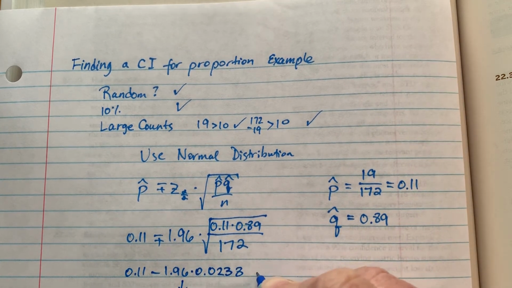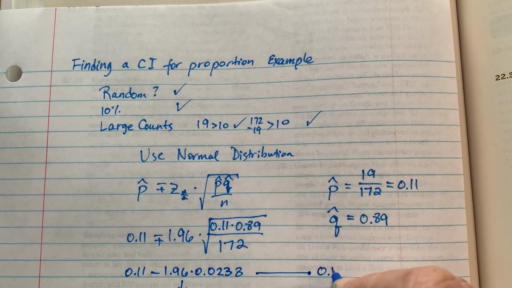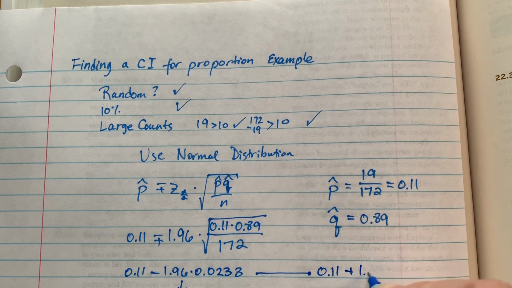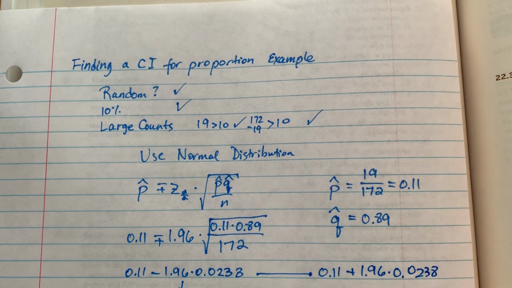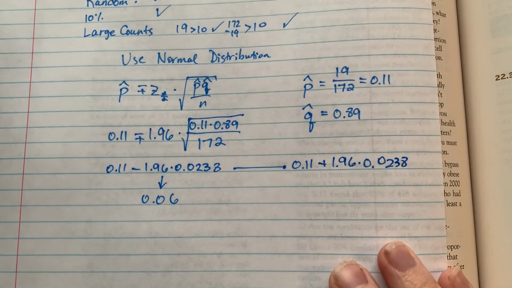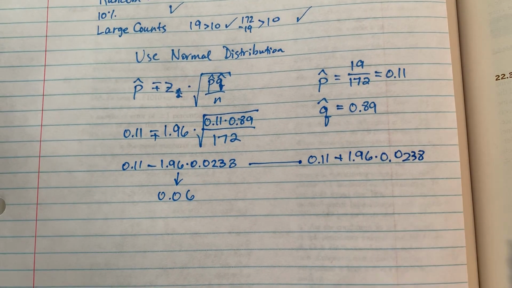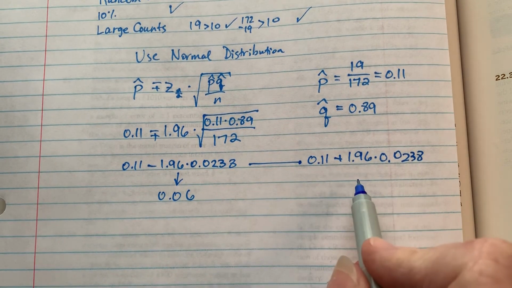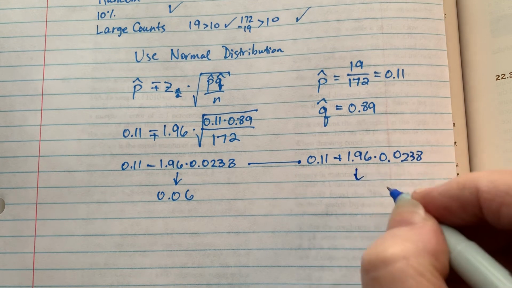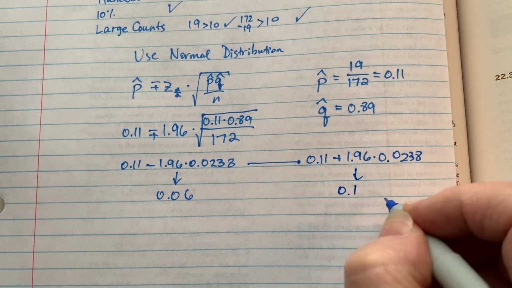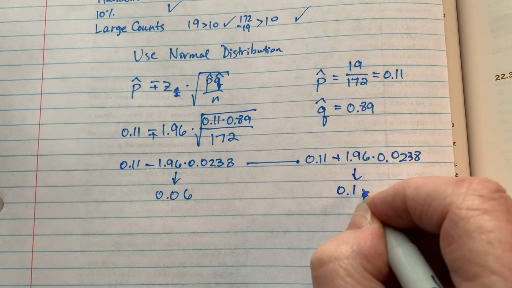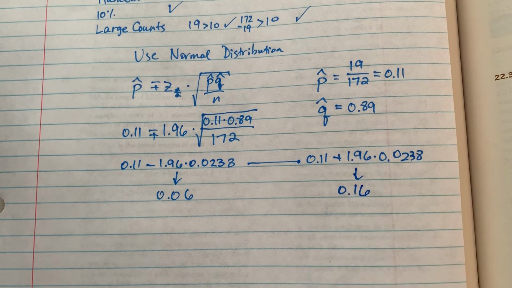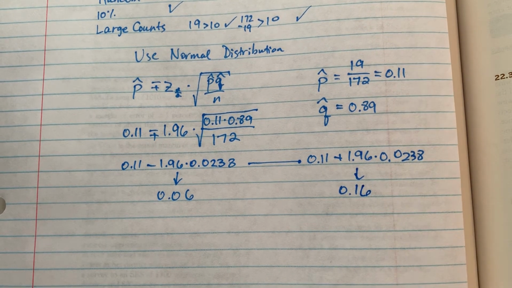And the second time I'm going to be doing 0.11 plus 1.96 times 0.0238. This is my margin of error. One time I'm subtracting and one time I'm adding. And that turns out to be 0.1566, so I'm just going to round it to 0.16. Okay, so there you go.